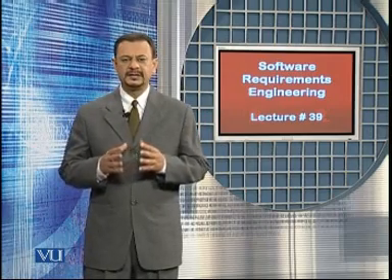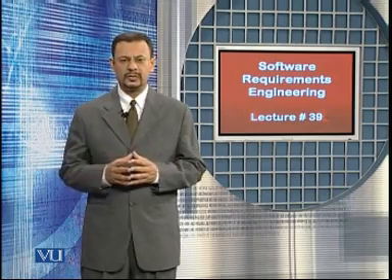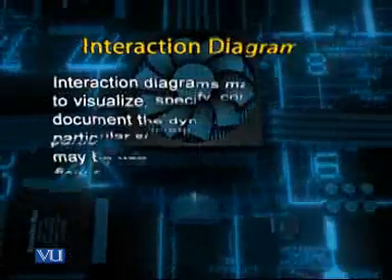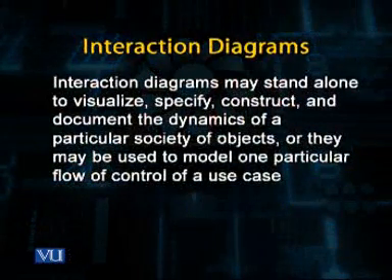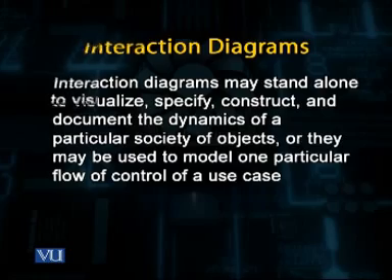And as we have said, the dynamic behavior of a system is not only very important but also very difficult to capture and to understand. The interaction diagrams may stand alone to visualize, specify, construct, and document the dynamics of a particular society of objects, that is, the interaction or collaboration among different objects. Or they may be used to model one particular flow of control of a use case.